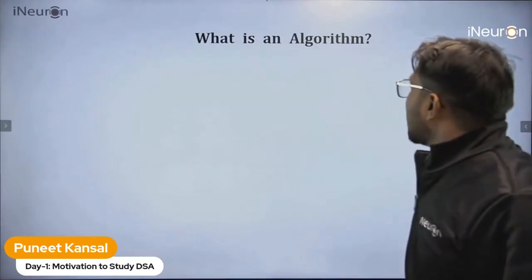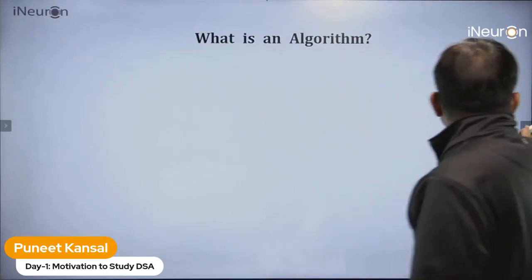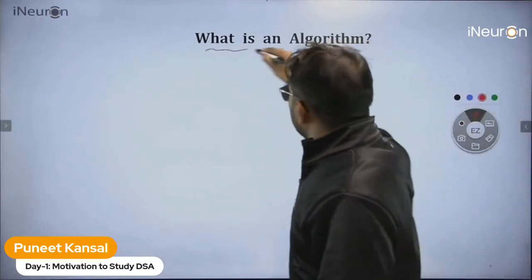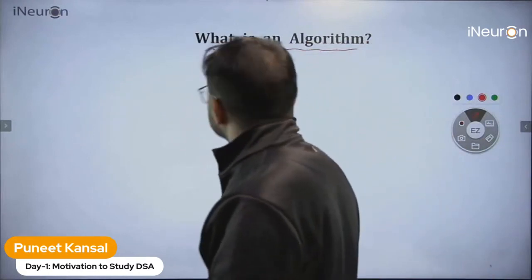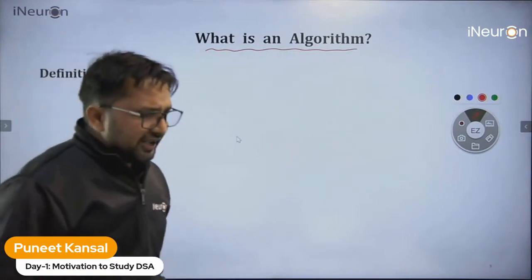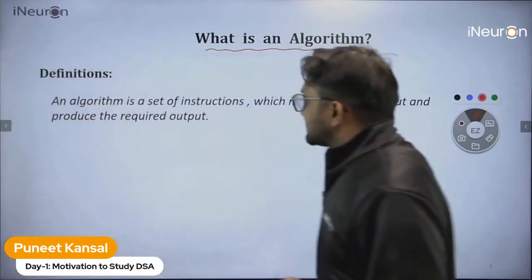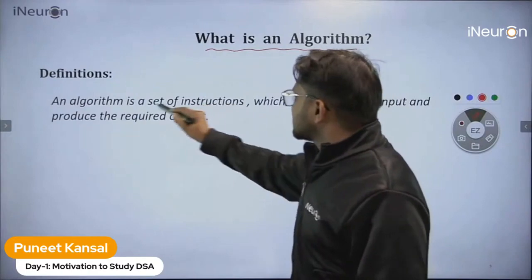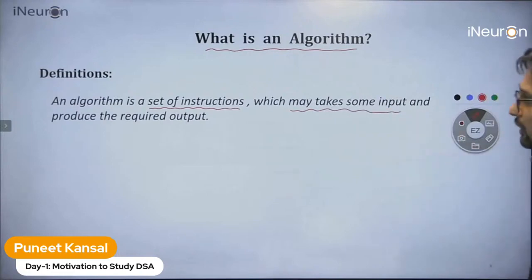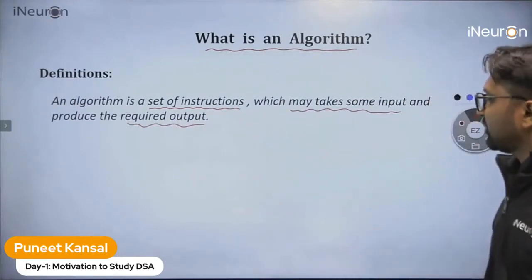Okay, fine. So let's start with what is an algorithm. So let me take the pen. I'm starting with the very definition. I take this definition from the Cormen book. What the definition says is that an algorithm is a set of instructions which may take some input and produce the required output. So this is one definition.